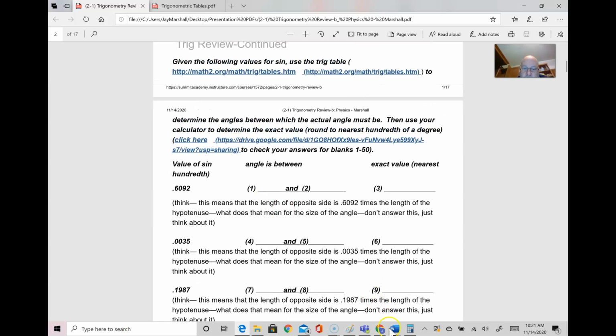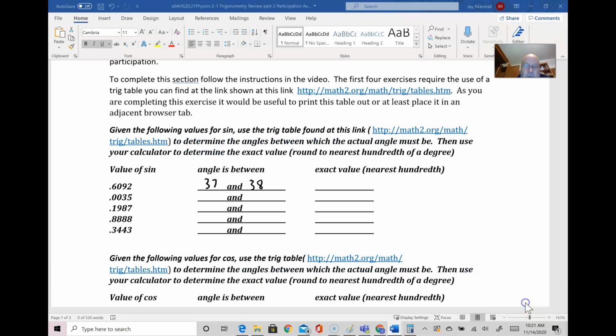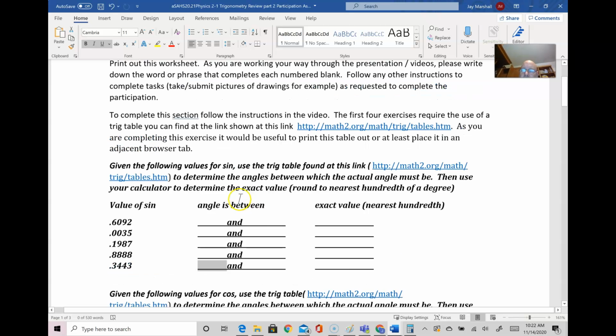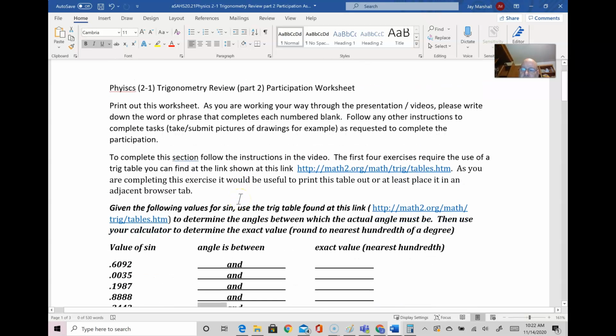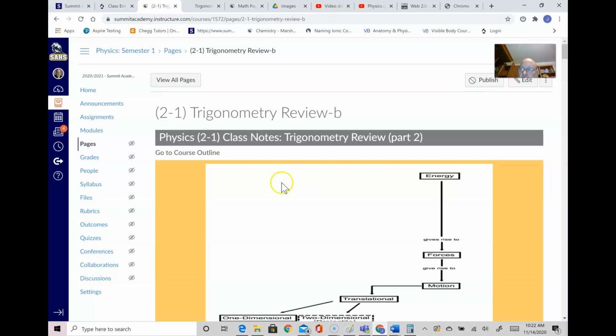But you have a review worksheet. Okay, and let's just read through this here first. So hopefully you've printed this out. To complete this section, follow the instructions on the video. The first 4 exercises require the use of a trig table that you can find at the link shown. And I already have that pulled up here.